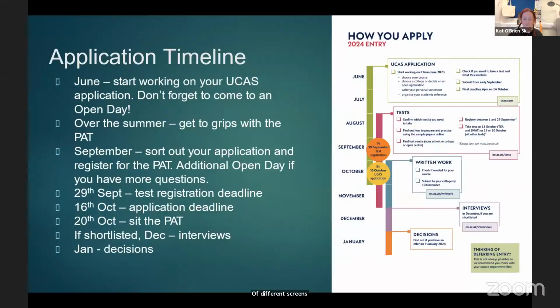So hopefully I can find my screen. I currently have a lot of different screens. Okay, you should be able to see the application timeline.